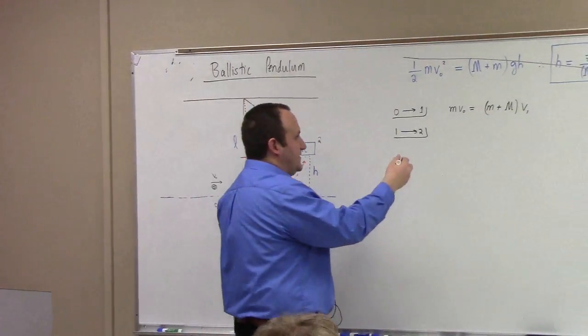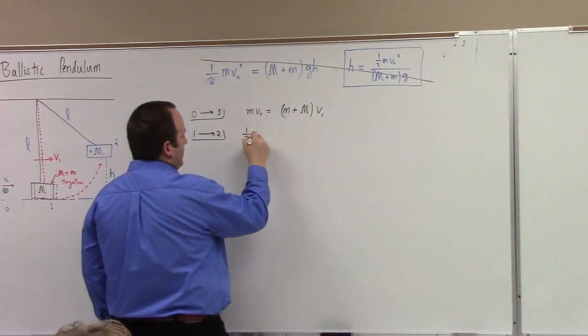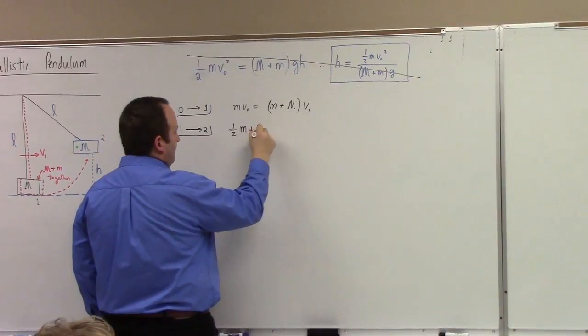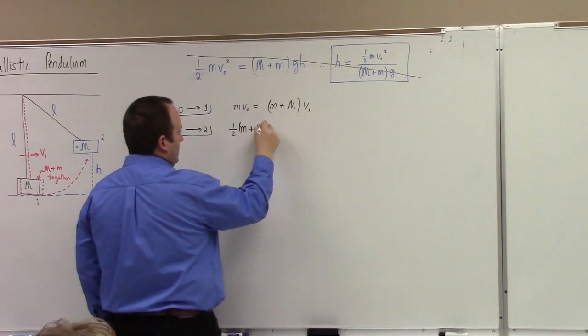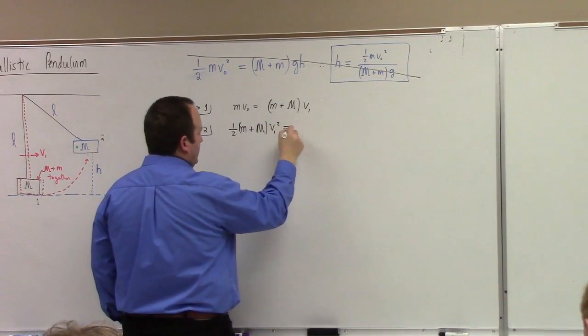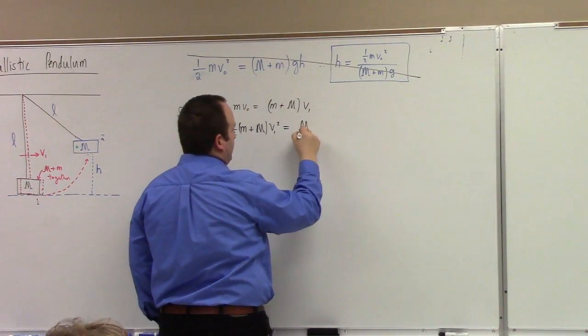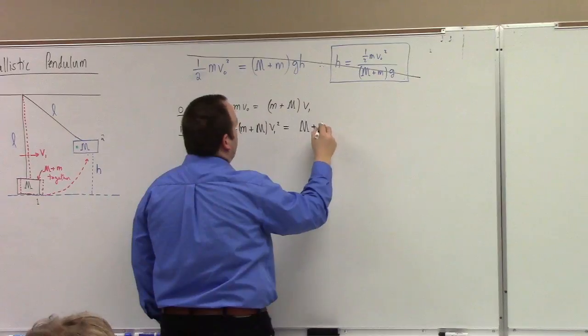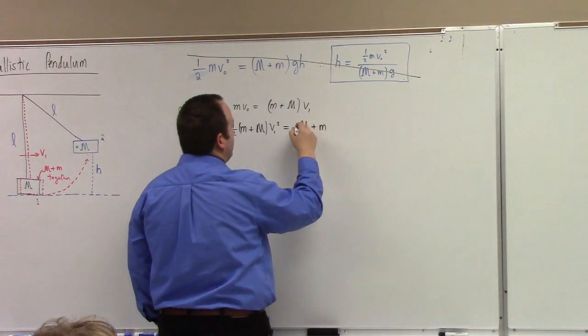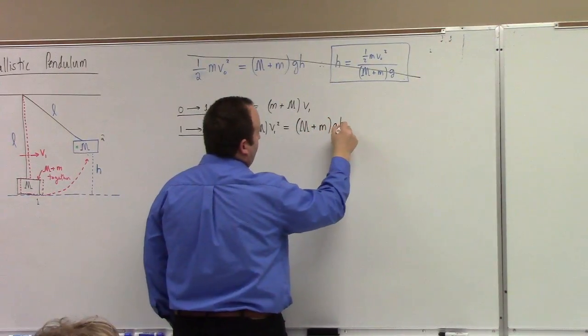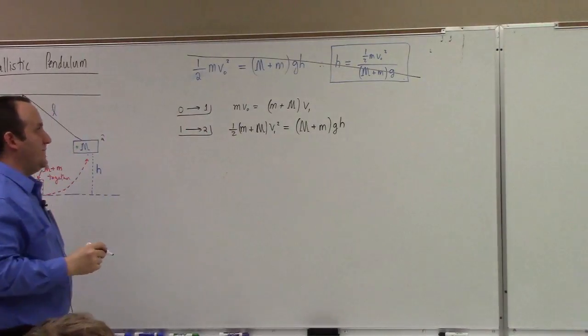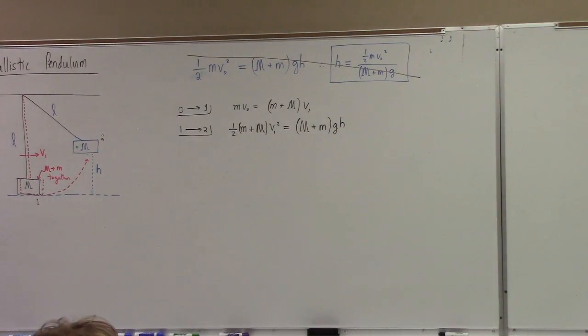So now I can say 1/2 (m plus M) v1 squared is equal to the final energy. My final energy formula wasn't wrong. It's just my equating that to 1/2 m v naught squared was wrong in my original solution.